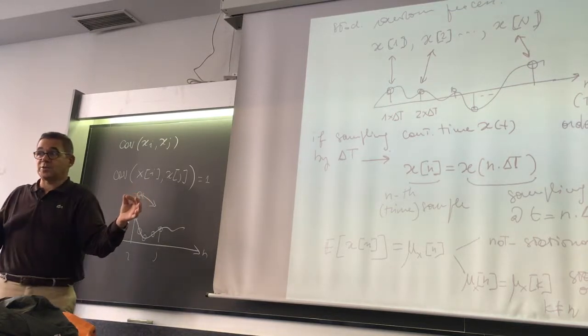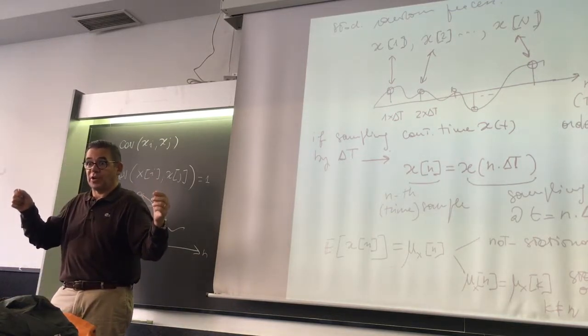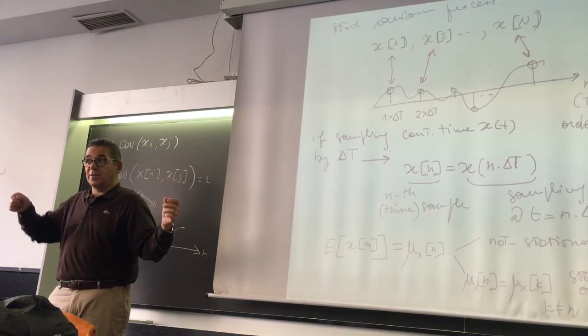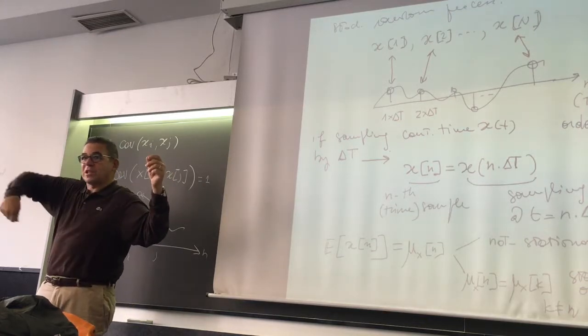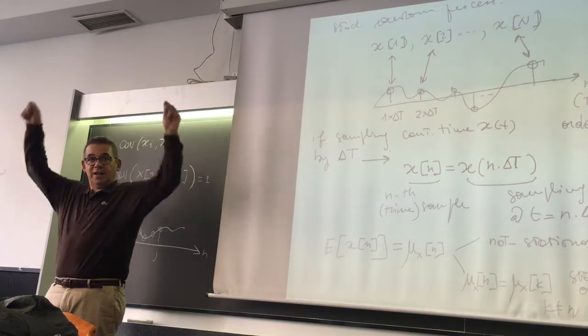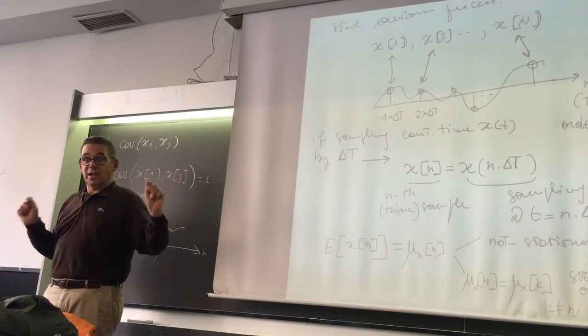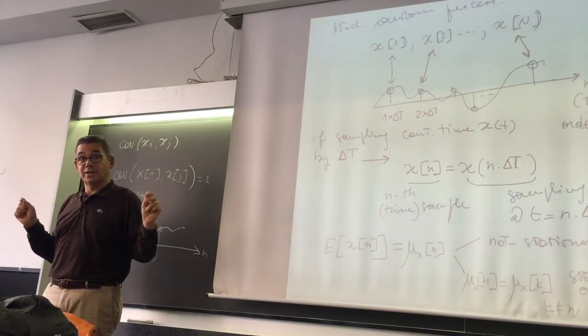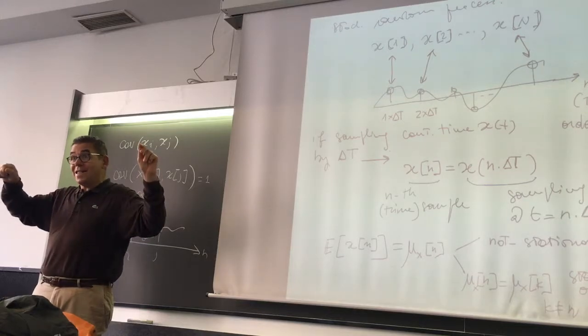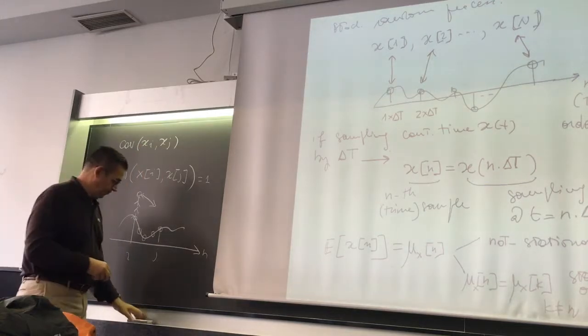If two random variables are fully correlated, it means that this one is moving up and down, whatever, and the other is moving exactly the same way. Okay? This is the correlated case. Now, they are anti-correlated.